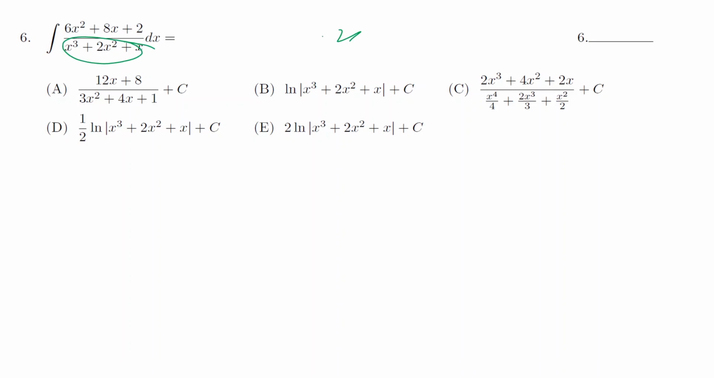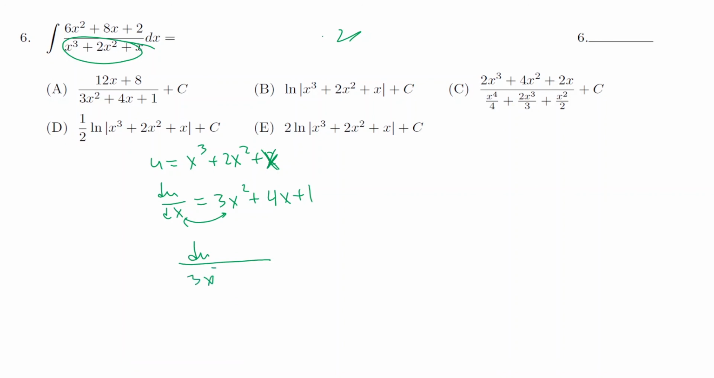So we're going to say that u is equal to x cubed plus 2x squared plus x. Immediately do du/dx. du/dx is equal to 3x squared plus 4x plus 1. Then you flip those two guys. So du over 3x squared plus 4x plus 1 is equal to dx. It's quite simple.